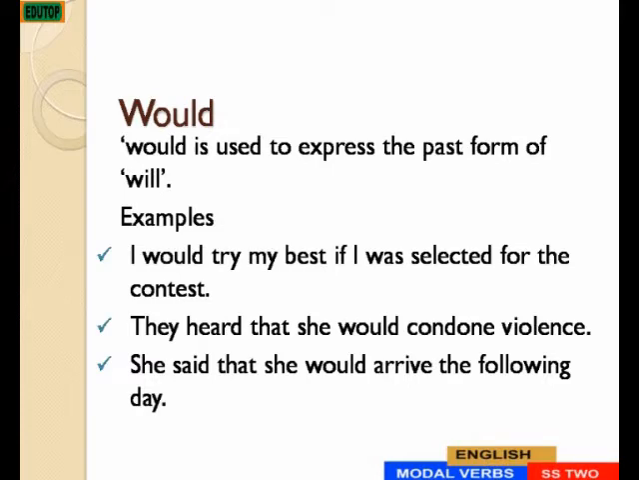Would is used to express the past form of will. Examples: I would try my best if I was selected for the contest. They heard that she would condone violence. She said that she would arrive the following day. These examples are expressing the past form of will.